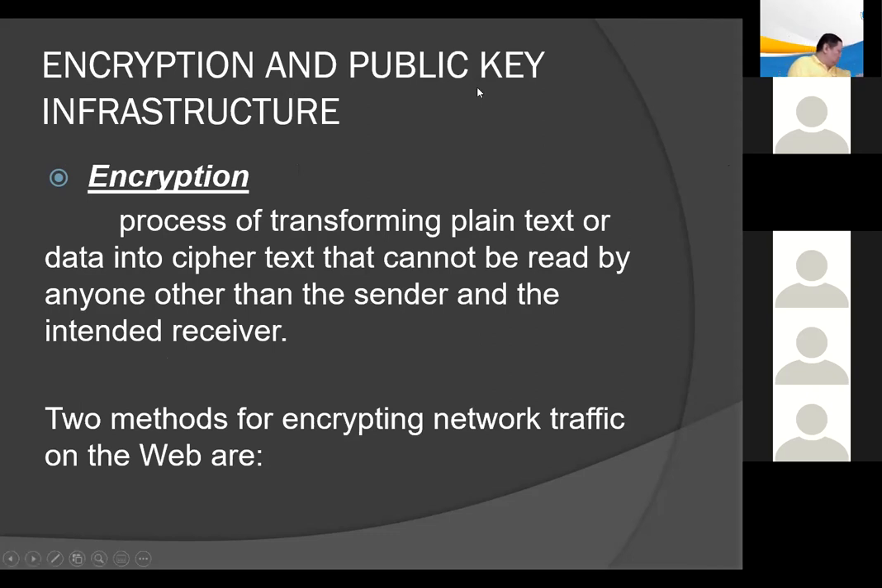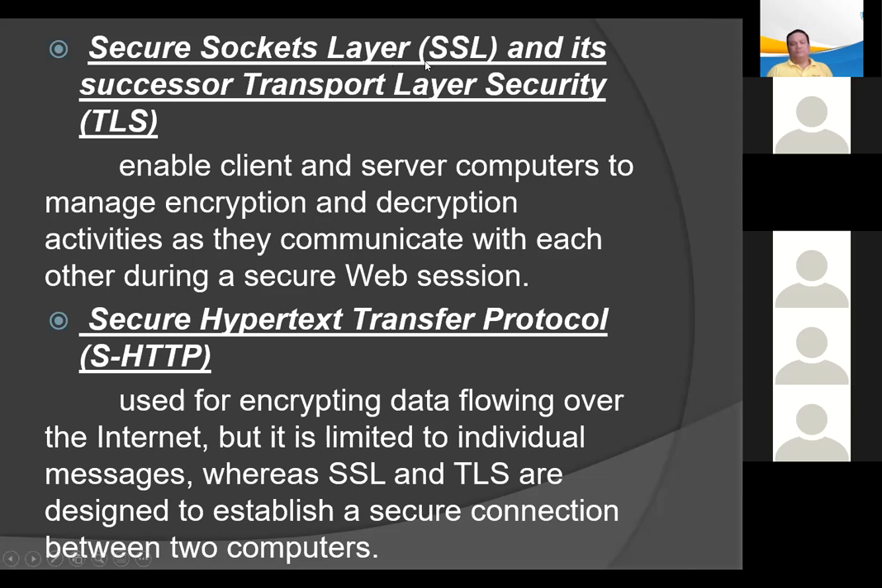For encryption and public key infrastructure, encryption refers to the process of changing plain text or information into cipher text that cannot be read by anybody other than the sender and the intended recipient. So there are two methods for encrypting network traffic on the web. These are the secure socket layer, SSL, or the secure hypertext transfer protocol, SHTTP.